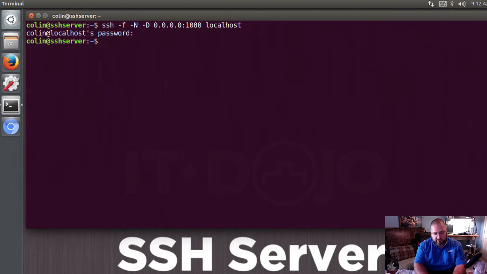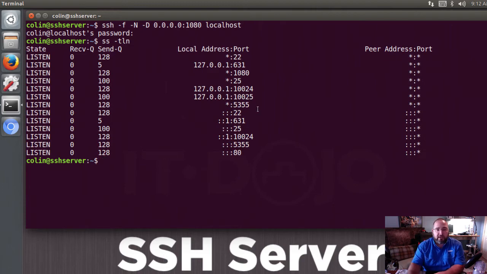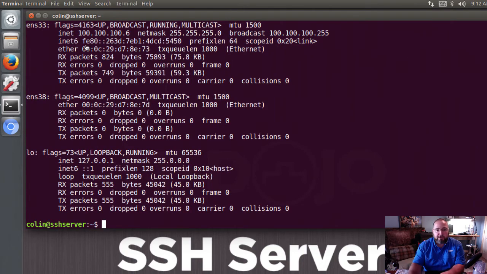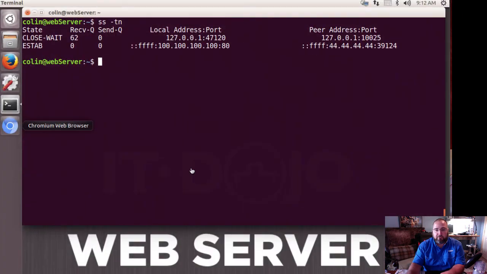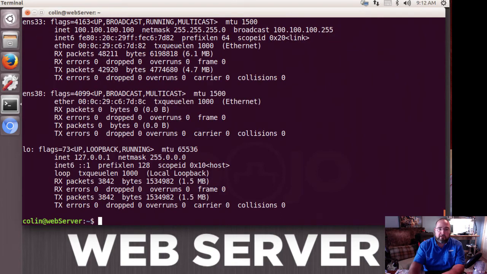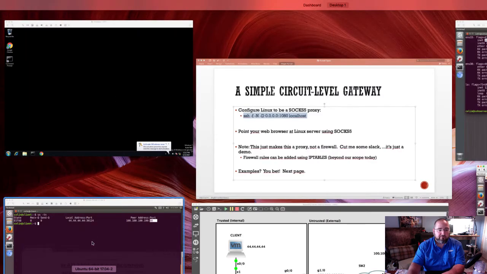Now you'll notice on my SSH server, I actually have a listener on port 1080. Don't run out and do that, though; there's more to securing this. There's no actual firewalling taking place here. I'm just configuring this device to be a proxy. To make sure, this device's IP address is 100.100.100.6, the web server's IP address is 100.100.100.100, and that's the server we're going to want to connect to. The client's IP address, if we come back and look at the client, is 44.44.44.44.